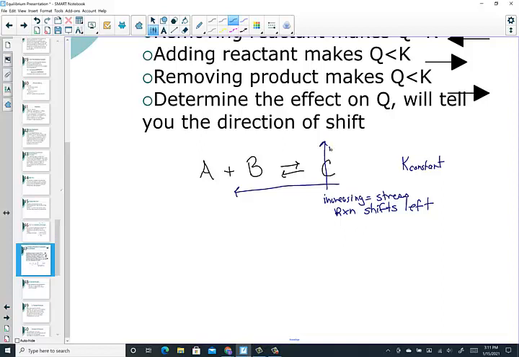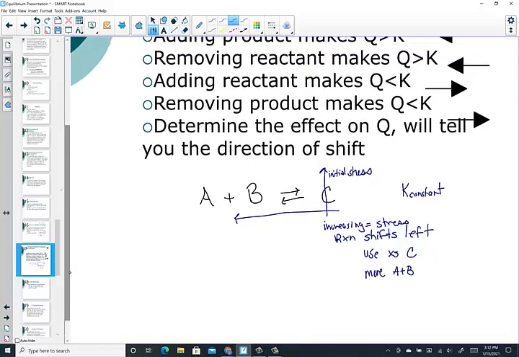So the initial stress is increasing the amount of product. When we shift to the left, shifting left is going to use excess amounts of C up, and it's going to make more A and B because we're pointing at them. So adding product shifts the equilibrium left to reestablish a quantity so that the ratio of product over reactants resumes to the K constant.